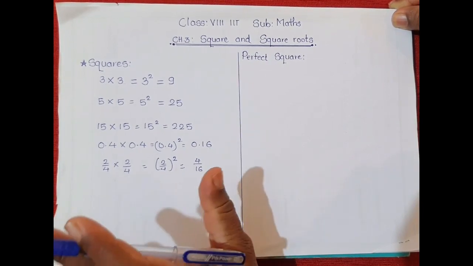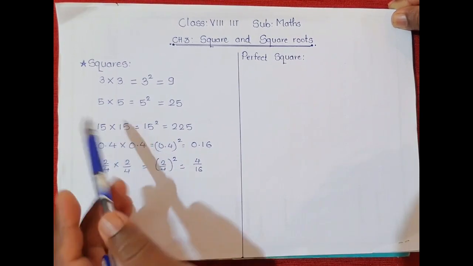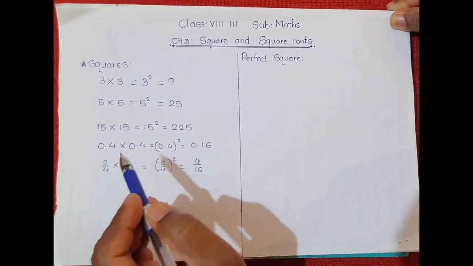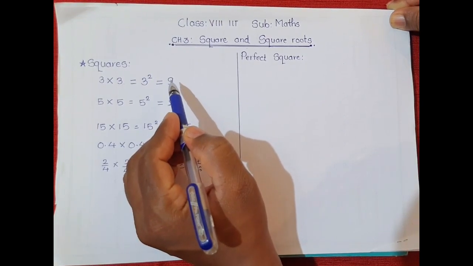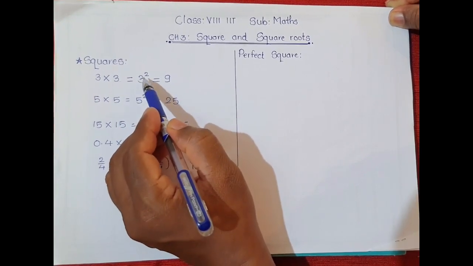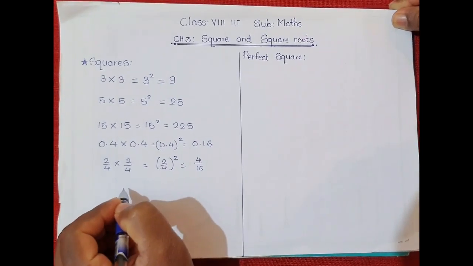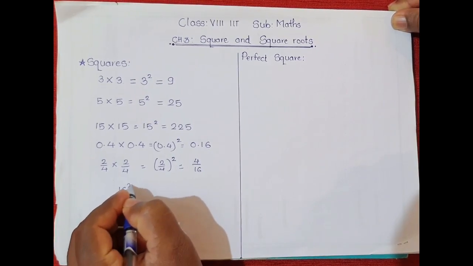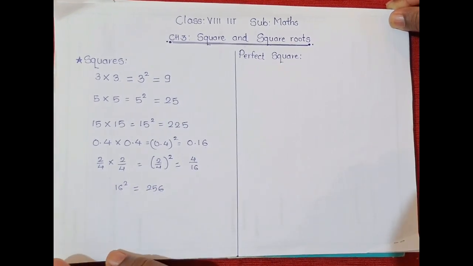Okay. So basically through this observation, you would have come to know that the square of a number is a number raised to the power 2. Understood? Square is the number which is raised to the power 2. Okay. A square number is a number raised to the power 2. Understood? So if you want to find the square of 16, you will write 16 square or 16 raised to the power 2, that is 16 square is equal to 256. This is called a square number.